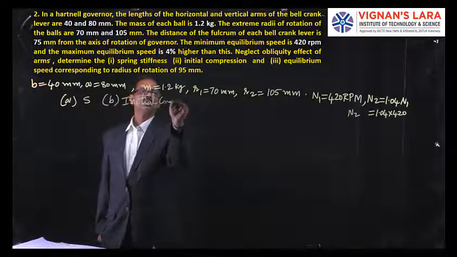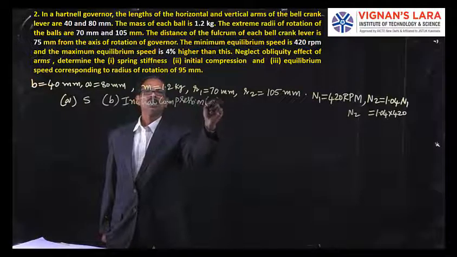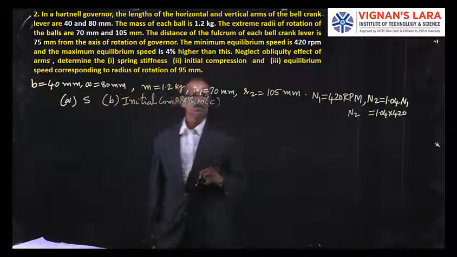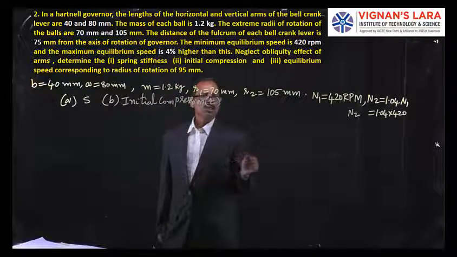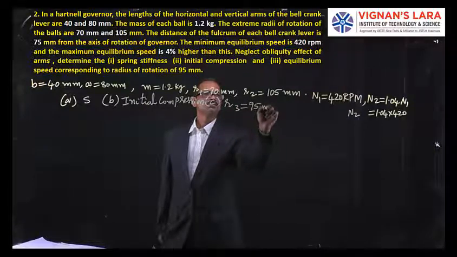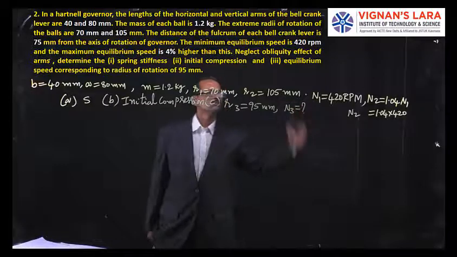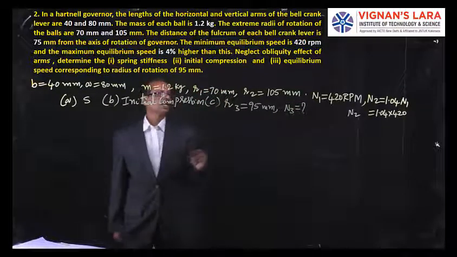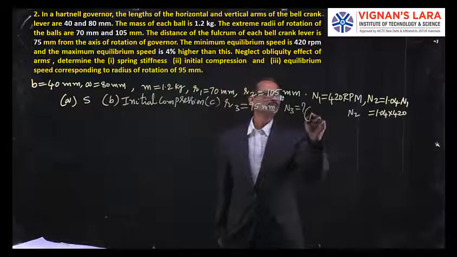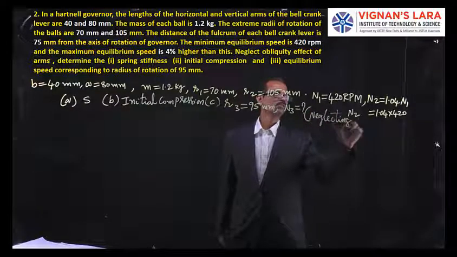And the third bit is when the radius of rotation is 95 mm. Let me call this R3, 95 mm, then what is the speed N3? This is neglecting obliquity effect of arms.